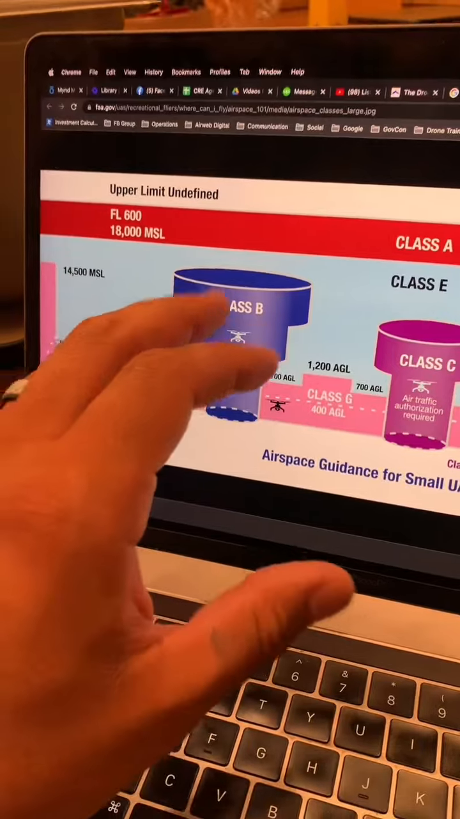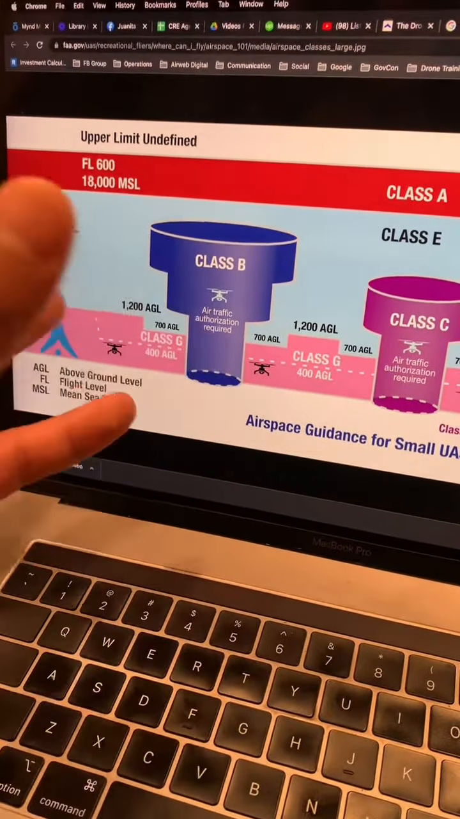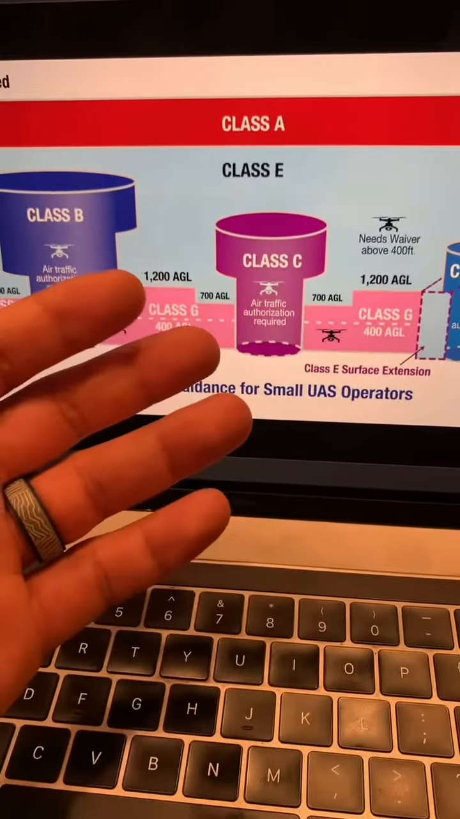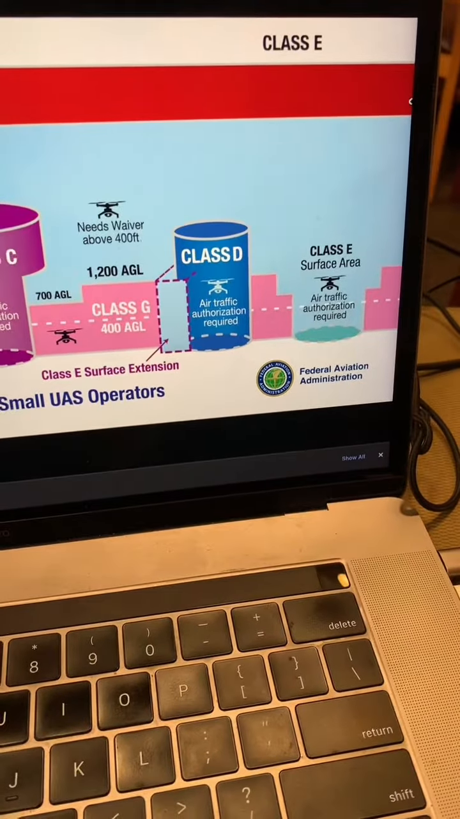So B is for your major city airports. It doesn't officially stand for busy, but an easy way to remember it is busy. C will be for your smaller airports. D, smaller as well, as well as E.